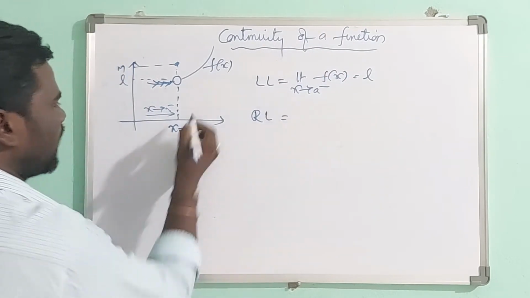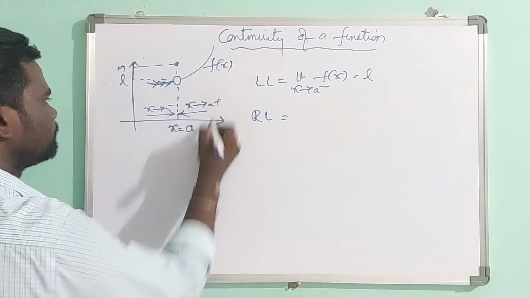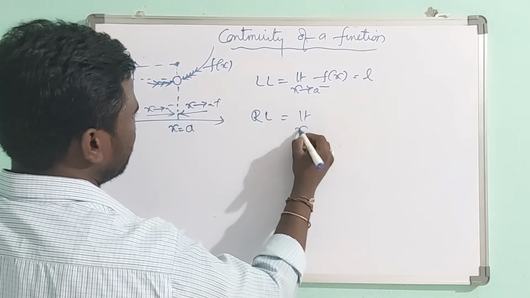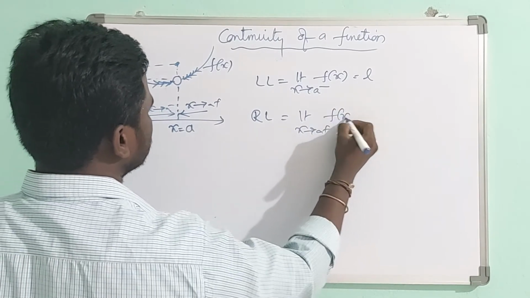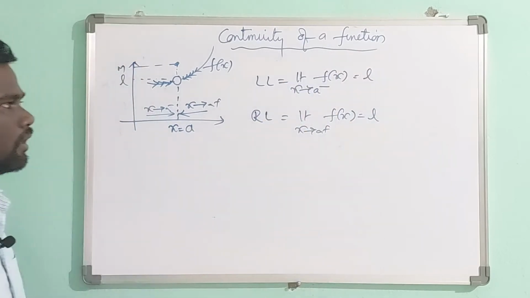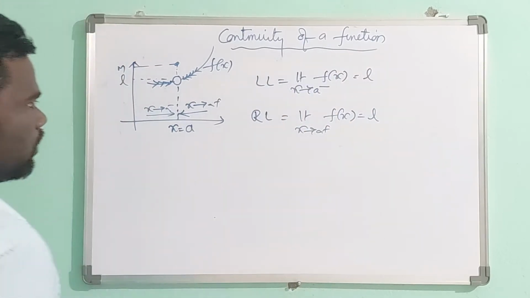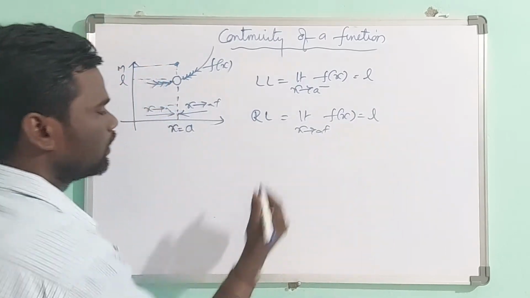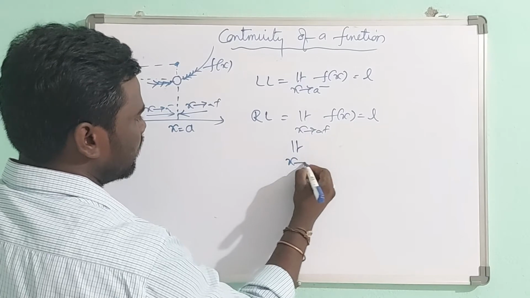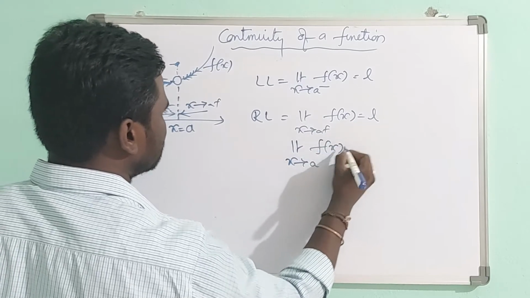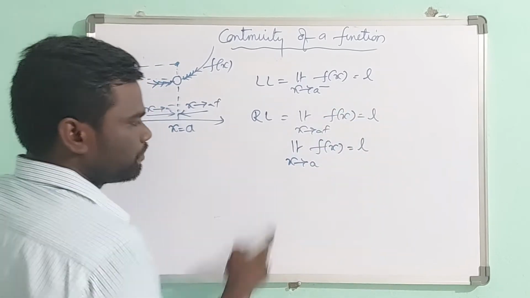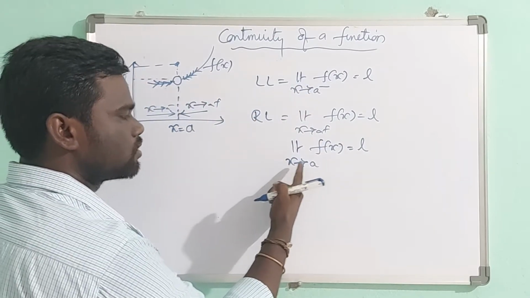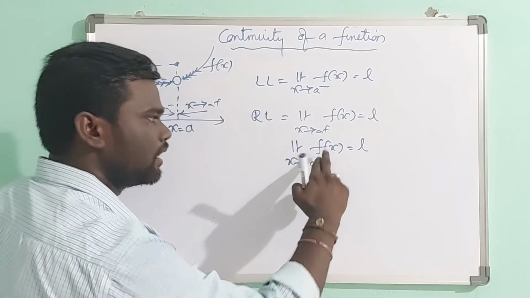Now coming to the right limit, as x value approaches a plus, the function also approaches L. So here also limit x tends to a plus f of x is equal to L. Clearly left limit is equal to right limit, so the limit exists and the existing limit is equal to L. So limit x tends to a, f of x is equal to L.